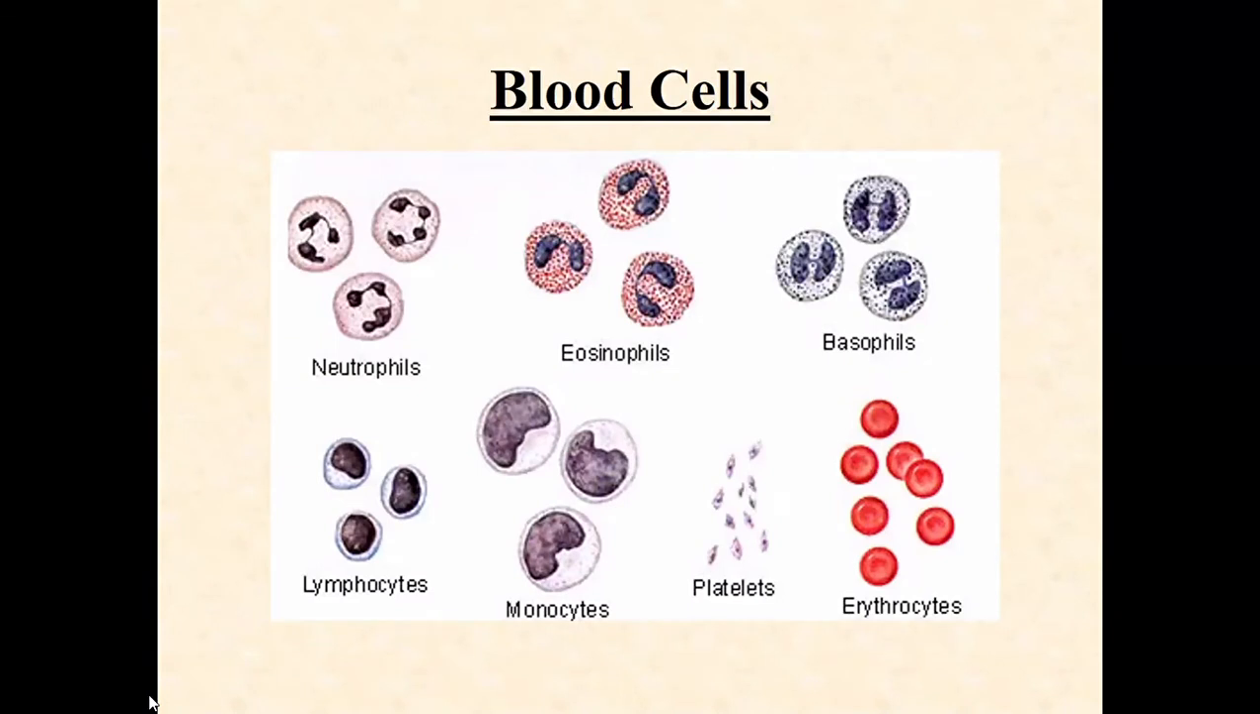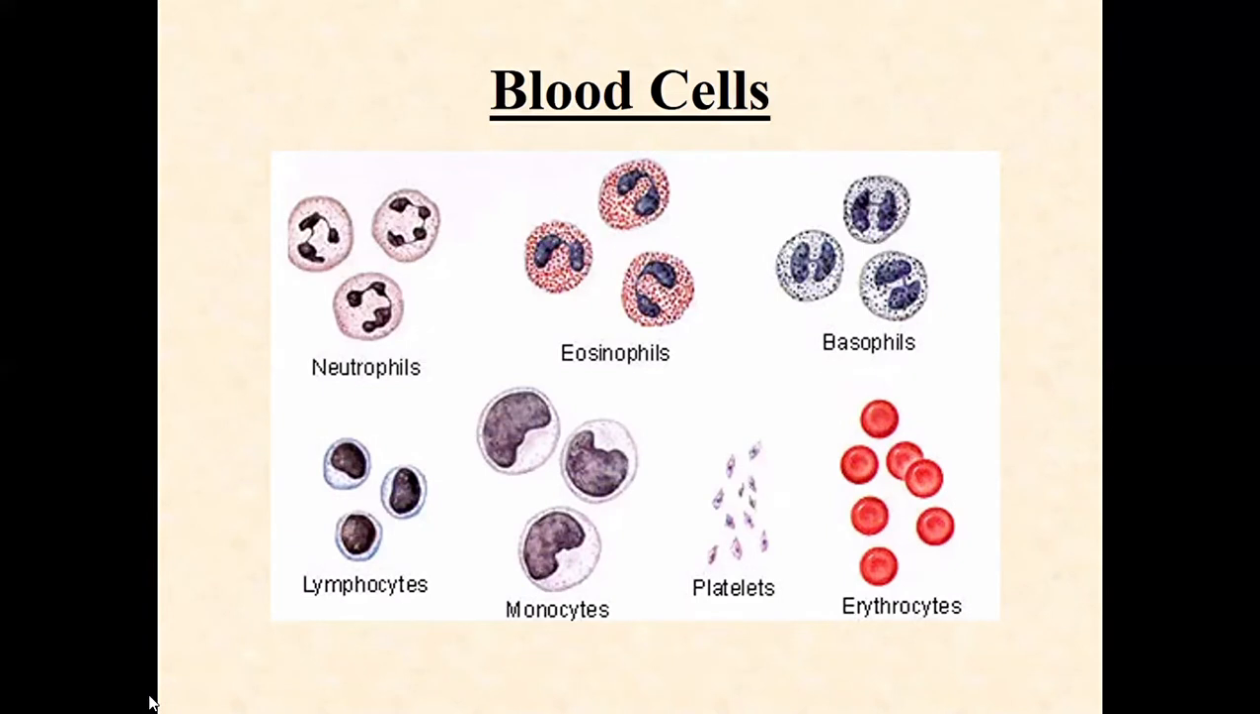So these are under the microscope. This is a picture of blood cells, various blood cells that you will find. Neutrophils, types of white blood cells that protect us from infection, from bacteria. Eosinophils, a disease-fighting white blood cell, kill parasites and worms, essentially.